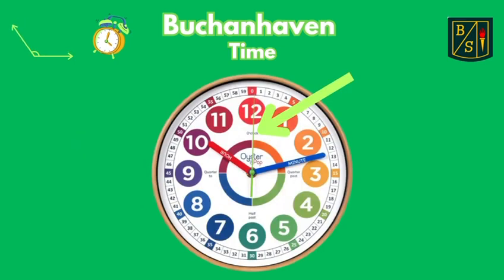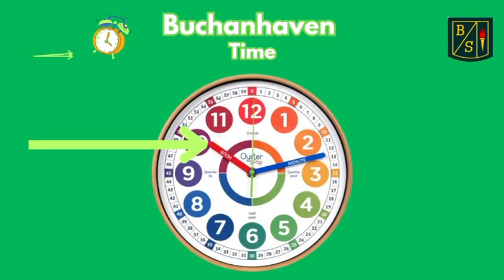Here is a clock. The green arrow is pointing to 12, which shows o'clock. The green arrow is pointing to 3, which shows quarter past. The green arrow is pointing to 6, which shows half past. The green arrow is pointing to 9, which shows quarter to.